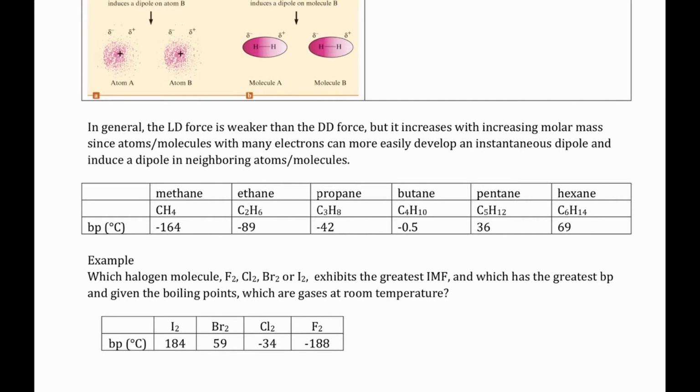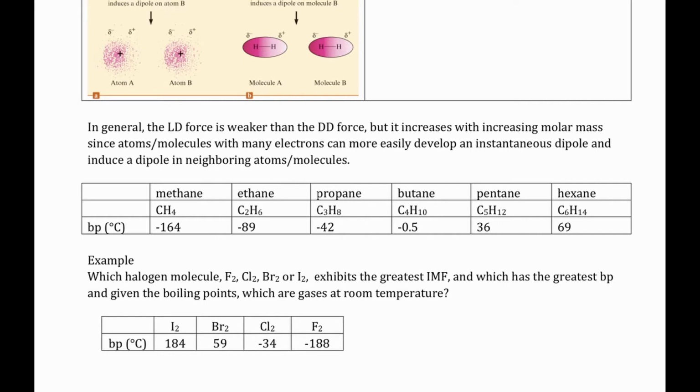We get to hexane, 1 more carbon, and even higher boiling point. Because remember, boiling points can be a measure of the strengths of the IMFs. All of those molecules, methane, ethane, propane, butane, pentane, and hexane, those are all nonpolar.